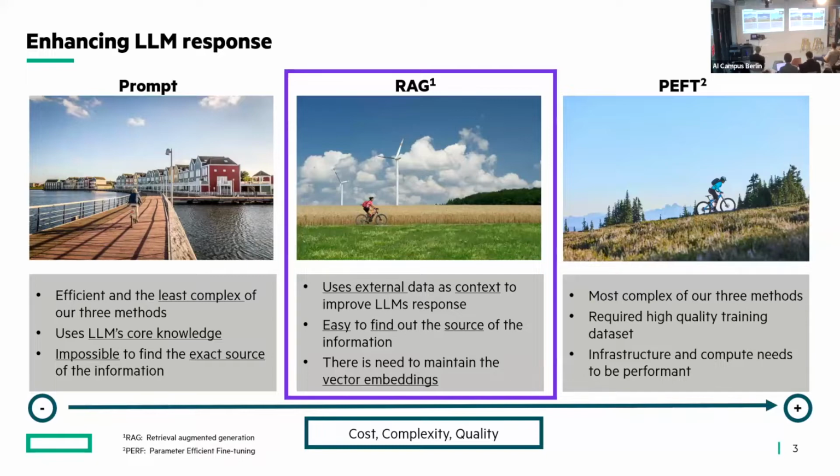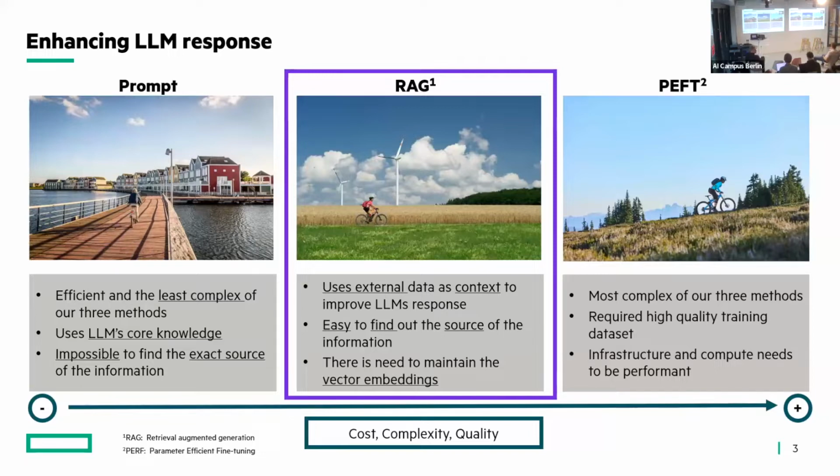Then we have the RAG part. That's the core topic of today. It's going to use external data sets, so you can take your own data that you have in a company. That's the interesting thing, because you have a new context. You can make the response better than in the prompting part. It's much easier to find exactly where the source comes from. And you're going to use vector embeddings and a vector database, and of course we're going to do a deeper dive on this today. So it's going to be a little more costly and a little more complex, but the quality is going to be much better.